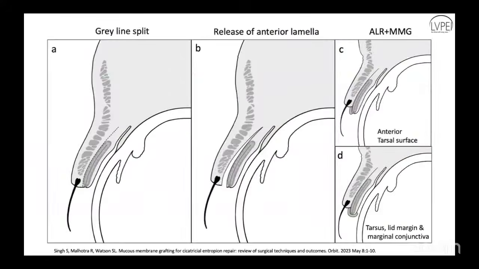So we have now started doing this technique where we use mucous membrane graft along with entropion correction of the upper eyelid. In this, first you split the anterior and posterior lamella. Then you take the anterior lamella a little higher up, 3 millimeters from the lid margin. And then you use this graft, which covers your exposed surface of the tarsal plate, the lid margin, and a little bit of the posterior upper tarsal conjunctiva.